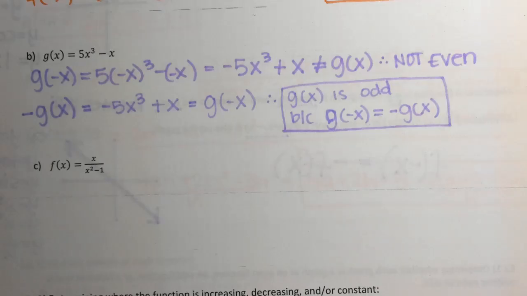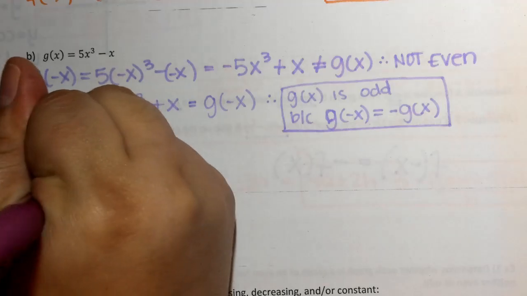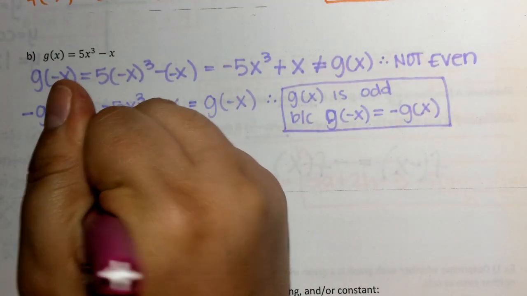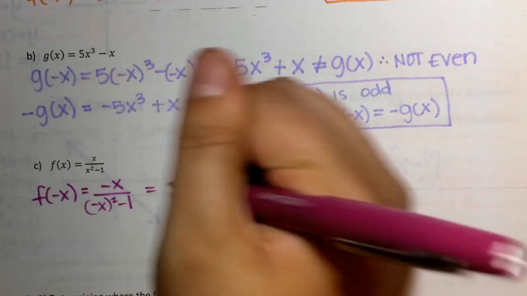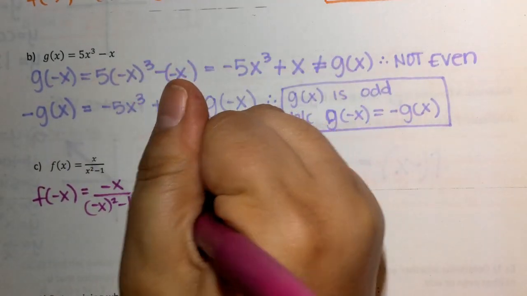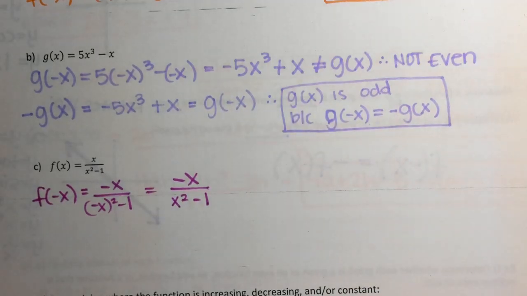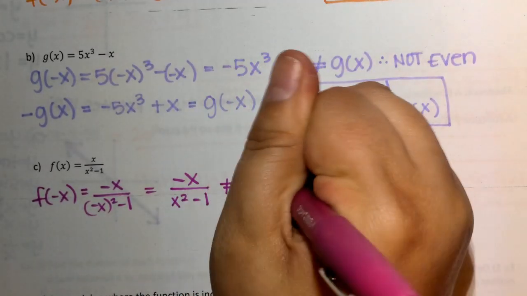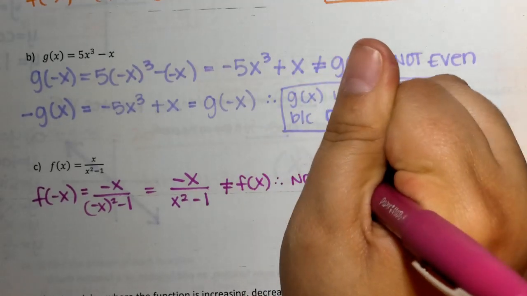Is this making sense? A little bit? Let's do it again just for practice. F of x is x over x squared minus 1. Always start with f of negative x. Is that the same as above? Nope. It does not equal f of x. Therefore, it's not even.